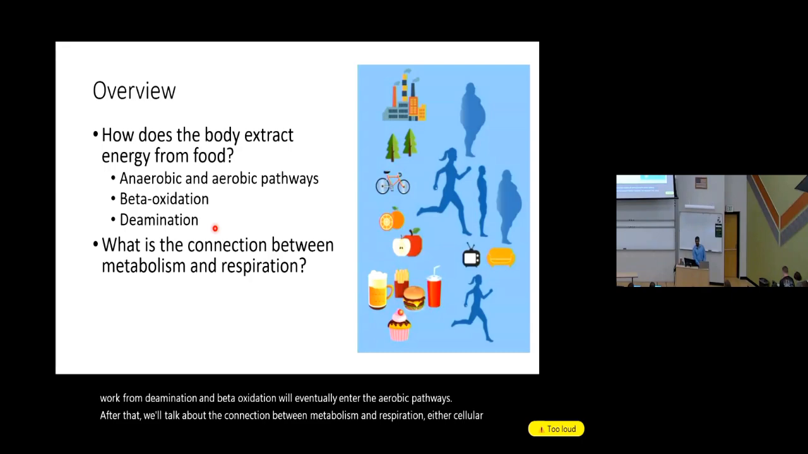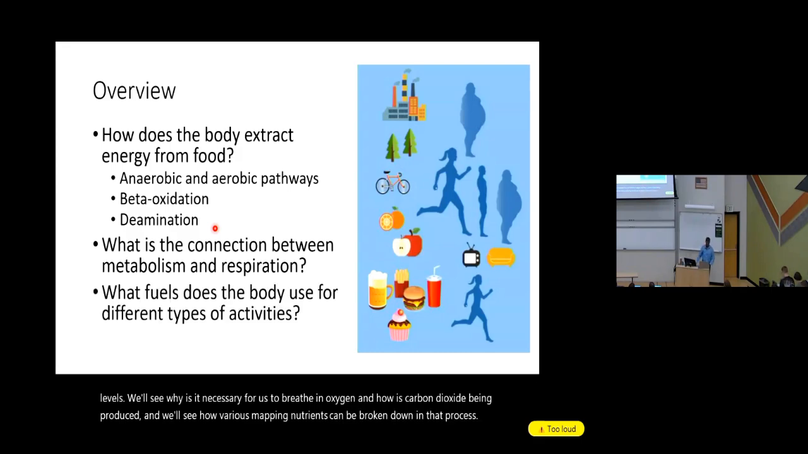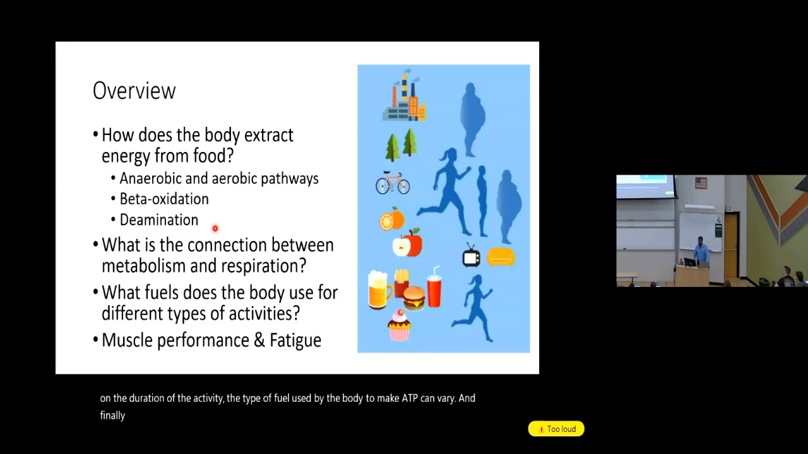We'll see why it is necessary for us to breathe in oxygen and how carbon dioxide is being produced, and we'll see how various macronutrients can be broken down in that process. And finally, we look at the various types of fuels used by the body for various activities. For example, when you look at high intensity activity versus endurance activity, depending on the duration of the activity, the type of fuel used by the body to make ATP can vary. And finally, we look at muscle performance and fatigue as well.